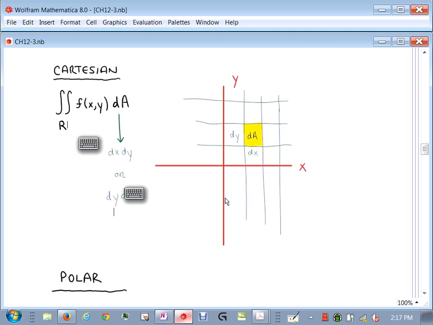Okay, remember with Cartesian that the dA, that little thing right there, meant the infinitesimal area. And the infinitesimal area came from this picture, right? We cut up our region into little rectangles. We said it had an infinitesimal width of dx. It had an infinitesimal height of dy, and then the area of that thing is just those two multiplied. Yeah?